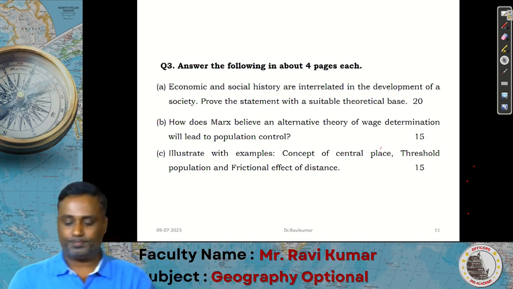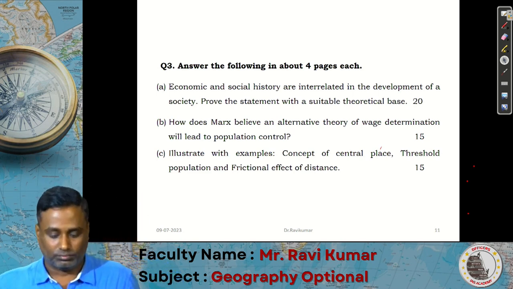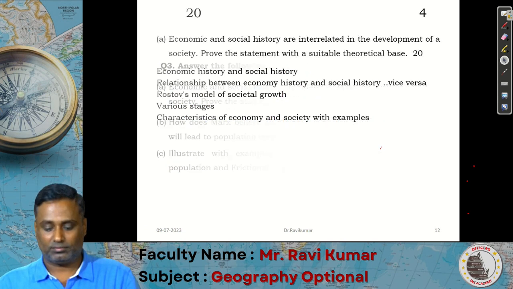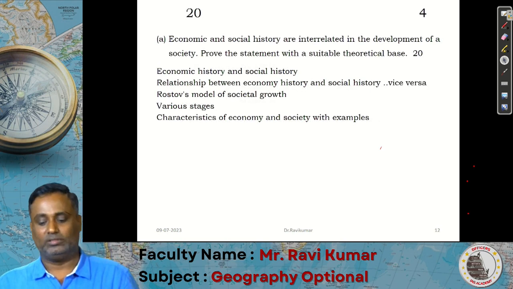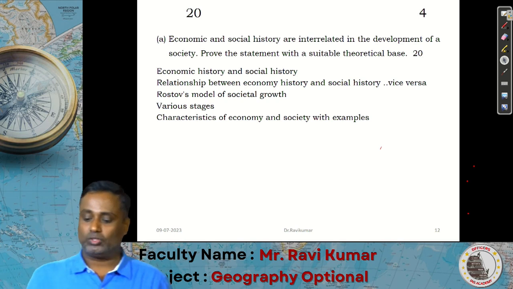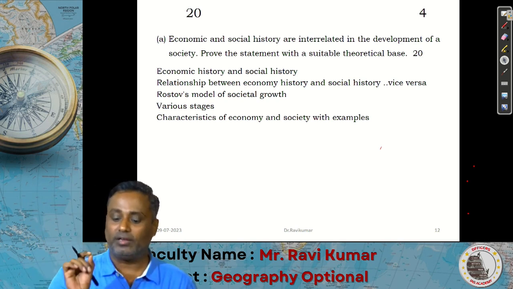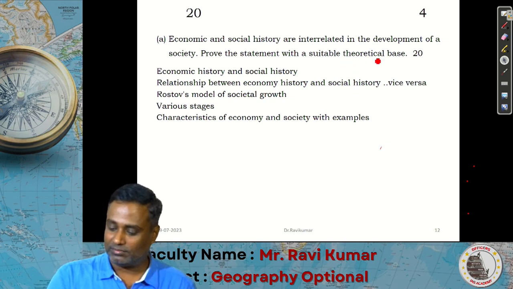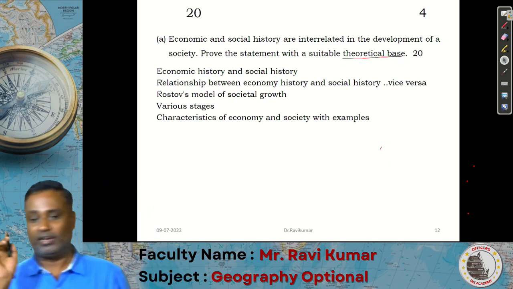Go to the third question. Economic and social history are interrelated in the development of a society. Prove the statement with a suitable theoretical base. Now only the name is coming. Using a theoretical base, now it's given the theoretical base.